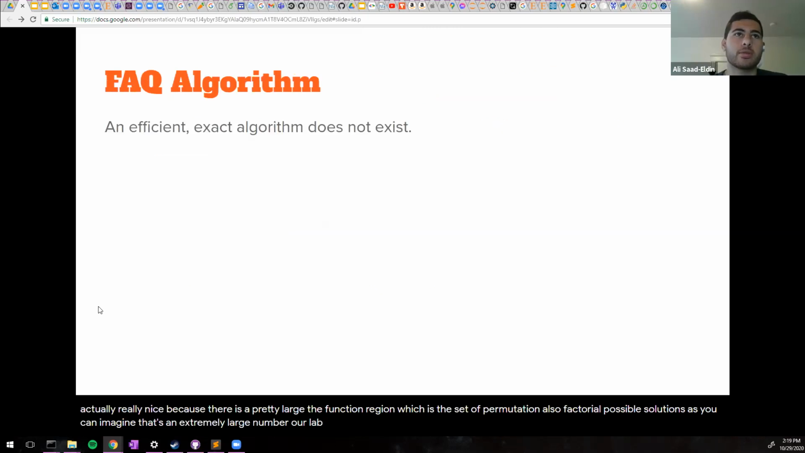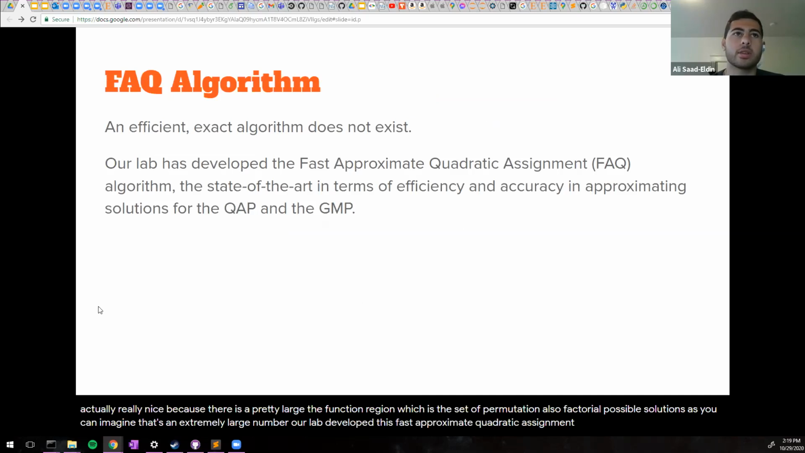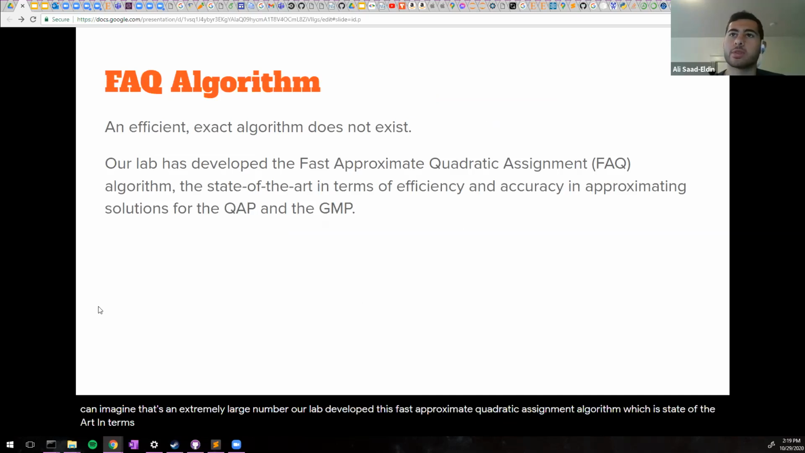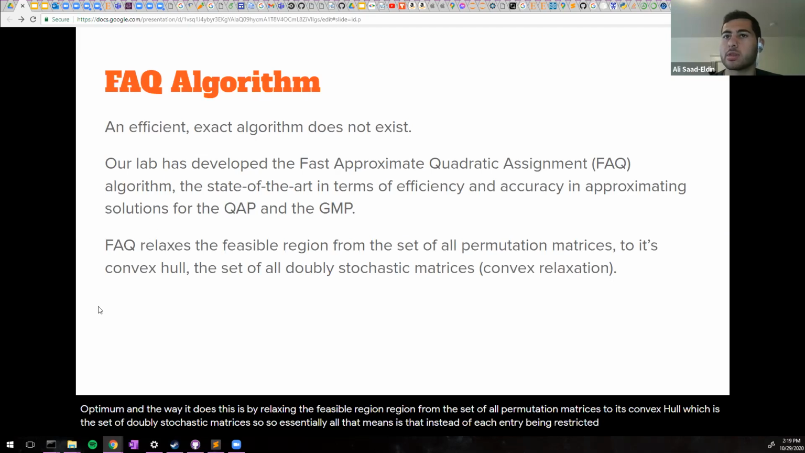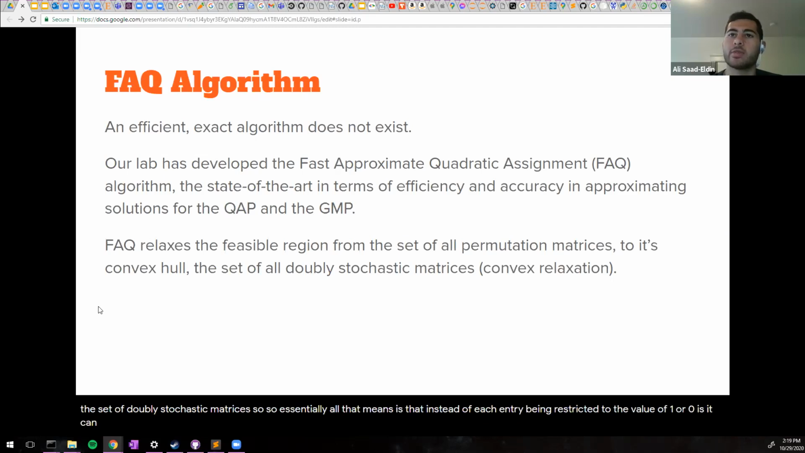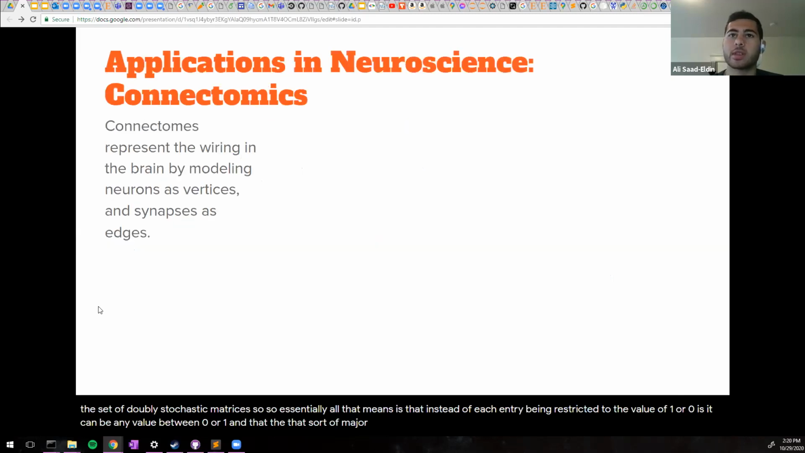So our lab has developed this fast approximate quadratic assignment algorithm, which is state of the art in terms of efficiency and accuracy. It's able to approximate solutions for both the QAP and graph matching problem by finding a local optimum. The way it does this is by relaxing the feasible region from the set of all permutation matrices to its convex hull, which is the set of doubly stochastic matrices. Essentially all that means is that instead of each entry being restricted to the value of 1 or 0, it can be any value between 0 and 1. And that set of matrices is convex.